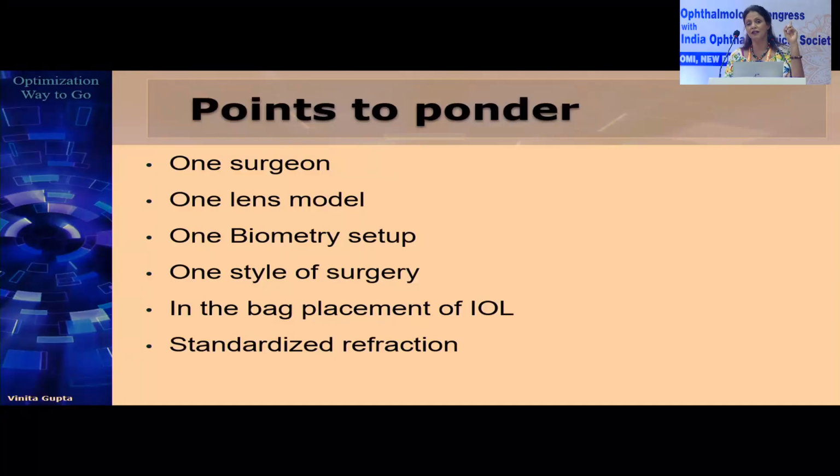One surgeon, one lens model, one biometry setup, one style of surgery, in the back placement of IOL, and a standardized refraction done by one person. So all these things should be there when you are doing optimization of your own results also.